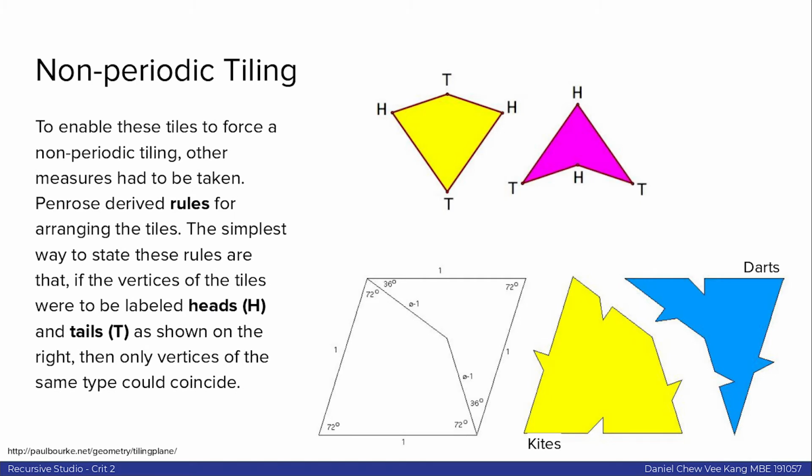So, to enable these tiles to force a non-periodic tiling, other measures had to be taken. Penrose derived rules for arranging the tiles. The simplest way to state these rules is that if the vertices of the tiles were to be labeled heads and tails, as shown on the right, then only vertices of the same type could coincide. These rules ensure that the kites and darts do not join up to form a normal rhombus.